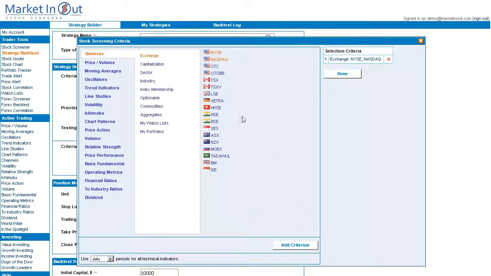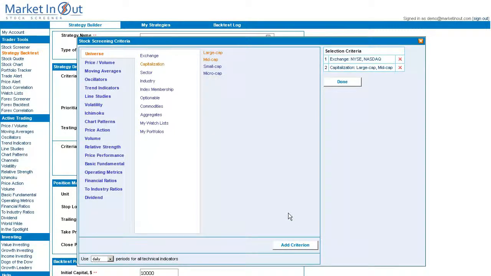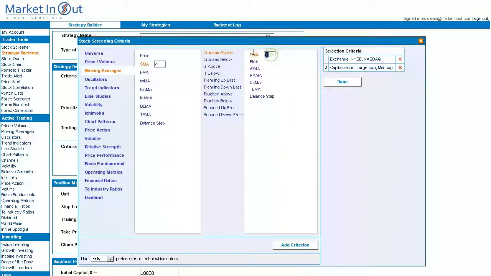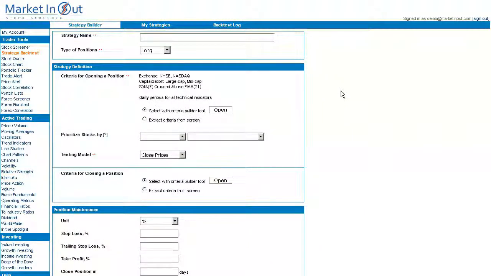Let's also add a capitalization criteria. I'm adding large cap and mid cap items from the corresponding criteria category. Okay, now let's add a moving average crossover criteria. From here, I'm selecting simple moving average of 7, crossed above simple moving average of 21. Now I just hit the Done button to finish selecting the criteria for generating buy signals.